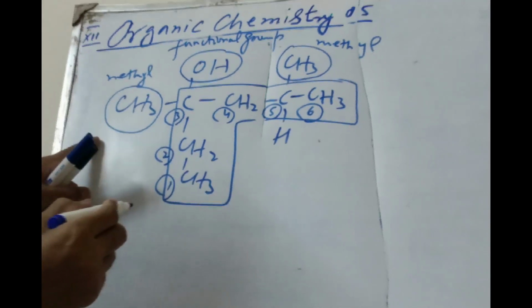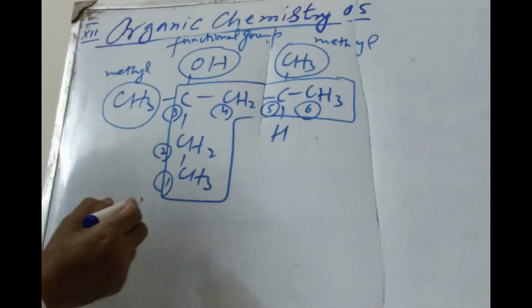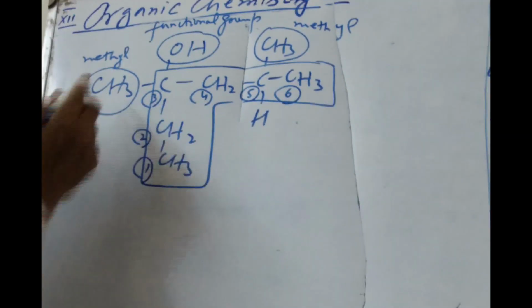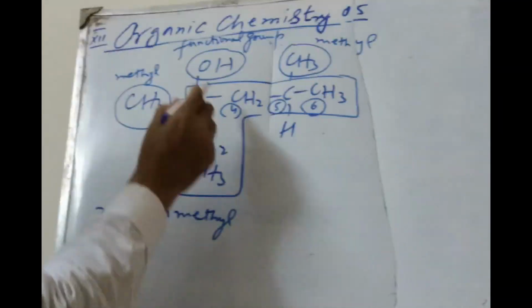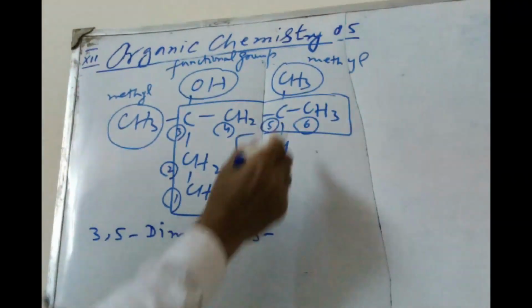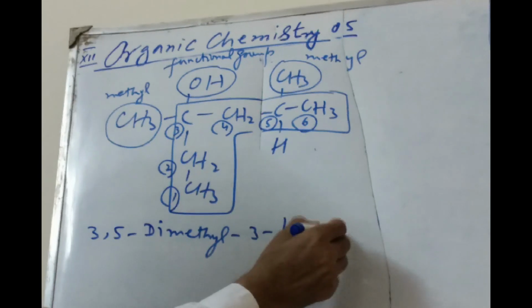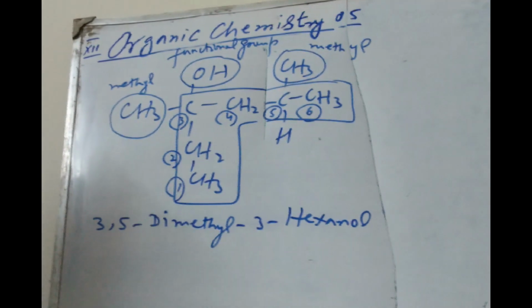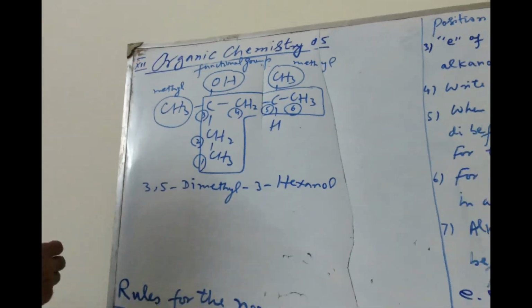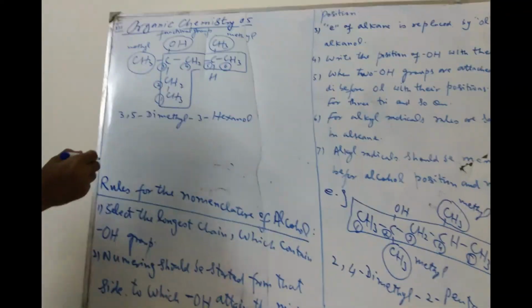So in this case, this OH represents the functional group. So we can say that according to the rule, we must write the position and the name of this alkyl radical. This is the position number 3. So 3, this is the 5th. So 3, 5, dimethyl. And then the position of this OH is the 3. 6 means hexane. So hexane is replaced by OL. So this is called the hexanol. 3,5-dimethyl-3-hexanol is the IUPAC name of this compound.